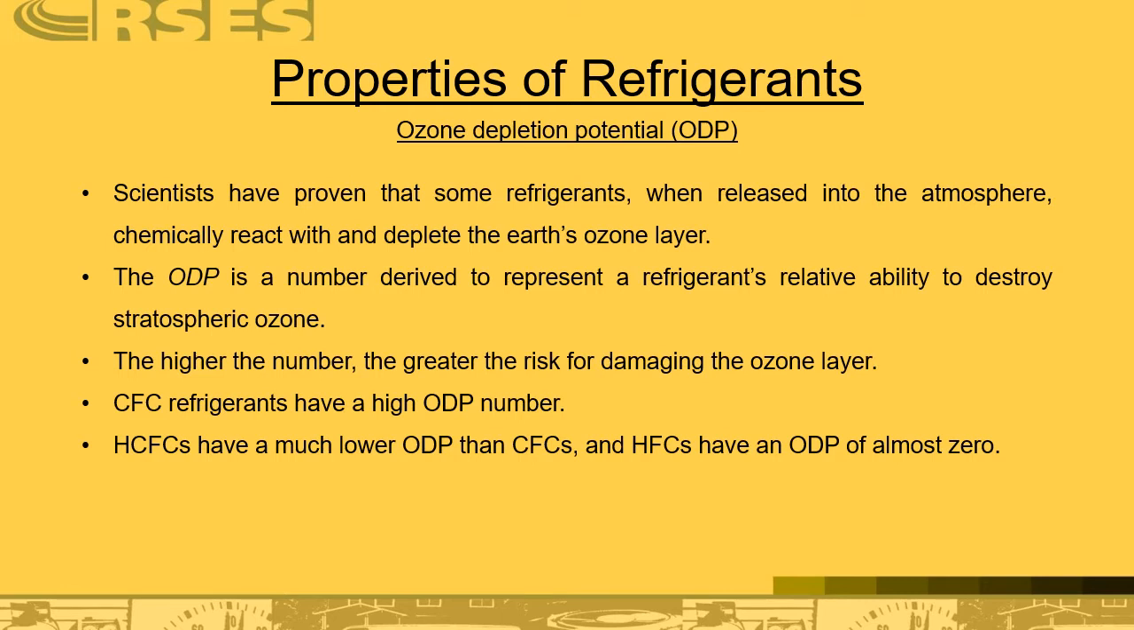Ozone depletion potential, ODP. Scientists have proven that some refrigerants, when released into the atmosphere, chemically react and deplete the Earth's ozone layer. This was covered previously. ODP is a number derived to represent the refrigerant's relative ability to destroy the stratospheric ozone. The higher the number, the greater the risk for damaging the ozone layer. CFC refrigerants have a high ODP number, and they went out in January 1996. HCFCs have a much lower ODP than CFCs, and HFCs have an ODP of almost zero.